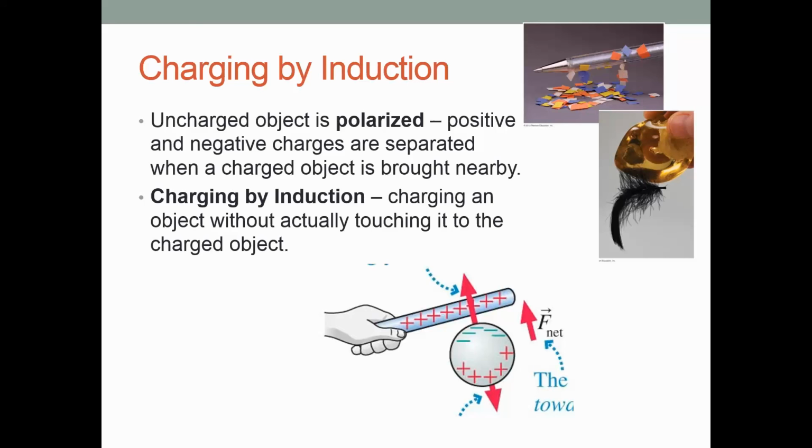This is called charging by induction. We're not actually touching the object. Charging an object without actually touching it is called charging by induction. So this is now a polarized or charged object in terms of this side has a negative charge and this side has a positive charge.